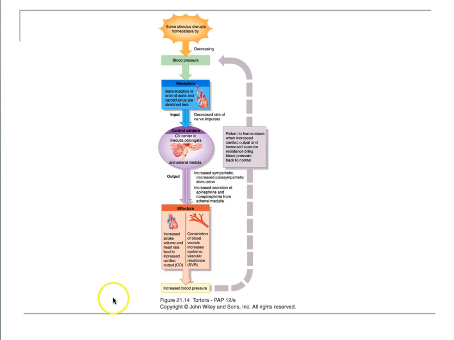As blood pressure increases, well, guess what? We shut off the increased heart rate that has to happen as a result of that. And here's something that you're going to notice, way down here at the bottom.